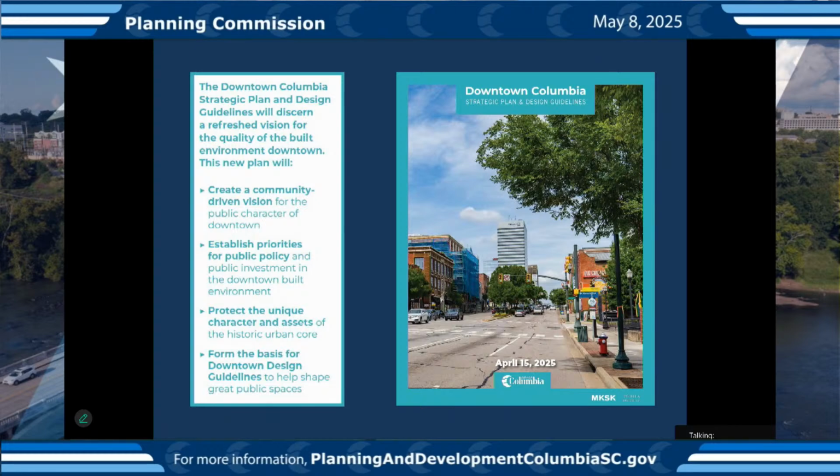So a few things to point out about the planning effort. It was intended to create a community-driven vision for the public character of downtown, to establish priorities for public policy and public investment, to protect the unique character through the development of the plan and the guidelines, and also to form the basis for the new guidelines that were going to be formed to help shape great public spaces downtown.